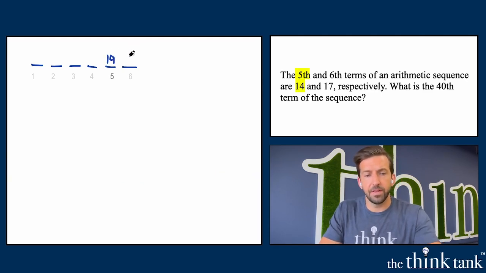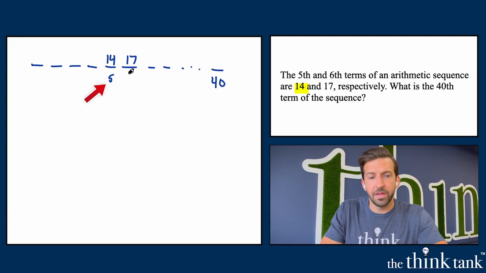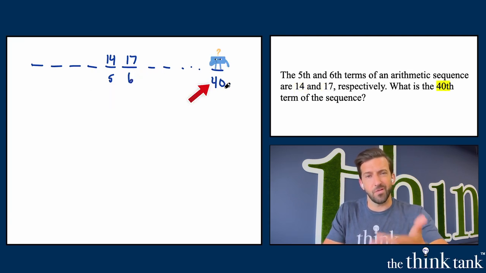And the sixth term is 17. And I know those because that's what they told me. But I don't know what the 40th term is. So we're going to have a bunch of terms, and eventually we want to find our 40th term. Okay, so here's our fifth term. Here's our sixth term. We want to find our 40th term.